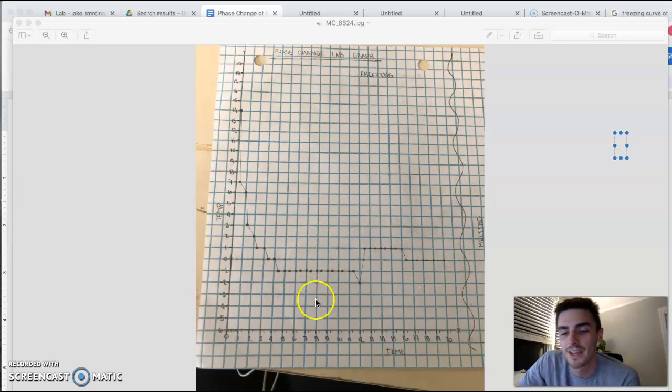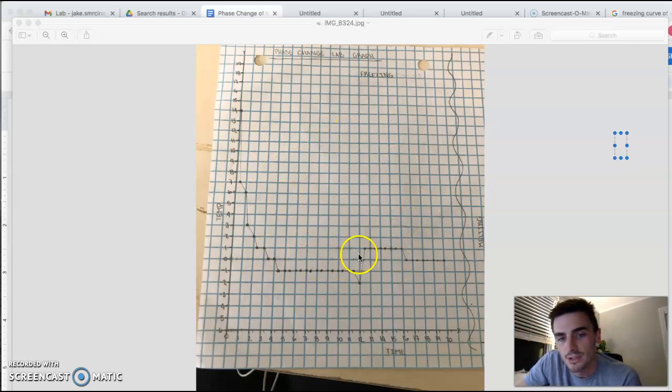When it leveled off down here, the temperature wasn't dropping, it was staying the same because we were forming bonds, okay? So if we need to pause and make sure, you're going to talk about that in your conclusion, and there's a bunch of conclusion questions that talk about how during a phase change, temperature stays the same.